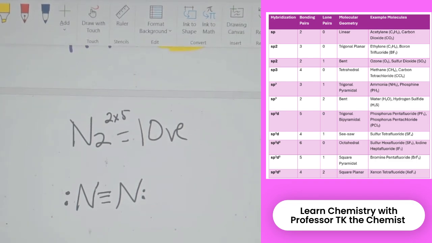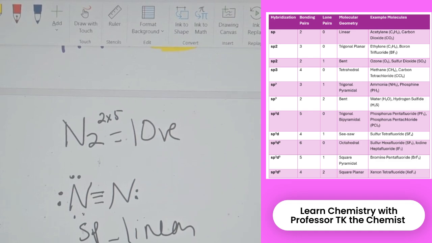Okay, now again, this is linear, and because it's linear, it's sp. Yes, I can explain about the linear. Okay, so here it is. Linear just means you got 2 elements.